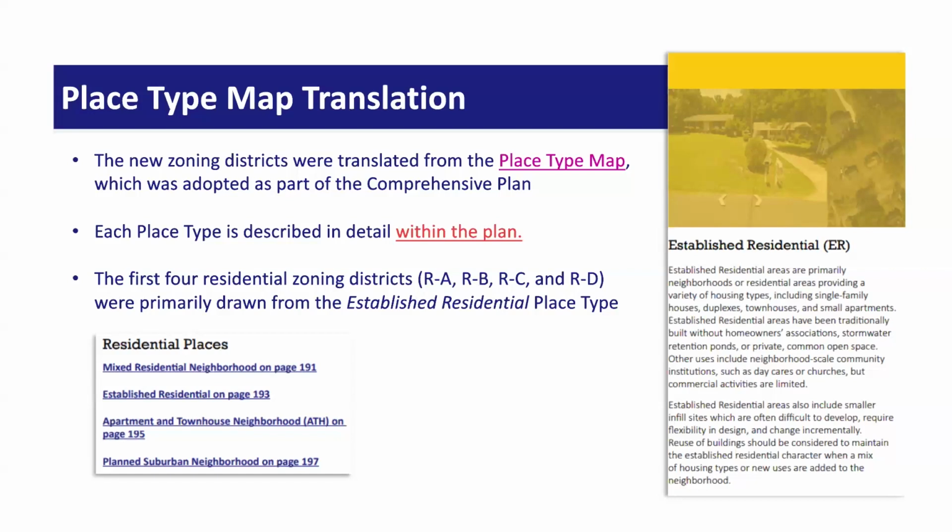And so the first four residential zoning districts that we're going to talk about, which are RA, B, C, and D, were primarily drawn from the established residential place type. And so I took a snippet from the comp plan, and you can see it over there on the right. But so the established residential place types are primarily drawn from neighborhoods with a variety of housing types. So places with like single family, duplex, townhomes, small apartment complexes. Think about those existing infill neighborhoods. Some of the other examples of residential place types that we have within the place type map are going to be mixed residential neighborhood, apartment and townhouse neighborhood, planned suburban neighborhood, things of that nature.